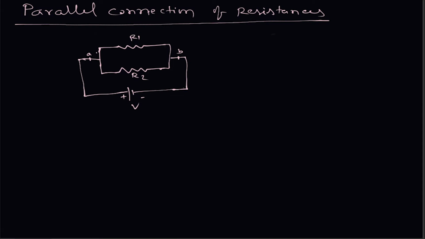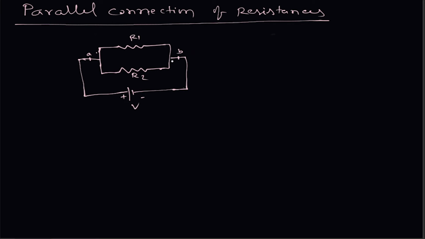Let us now explore the parallel connection. The resistances are said to be connected in parallel when one end of the resistances are connected together, forming one terminal. Here R1 and R2, one side are connected, forming this terminal A, and the other ends of the resistances are connected together, forming another terminal, B. Now we can say that R1 and R2 are connected in parallel. And here we are supplying the voltage V across these two resistances.